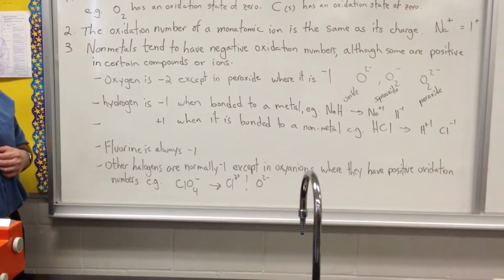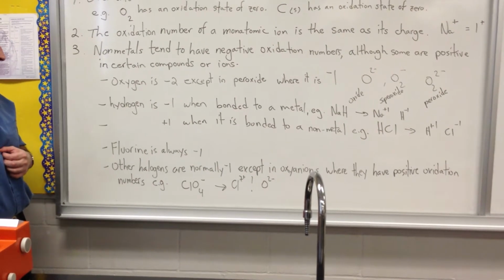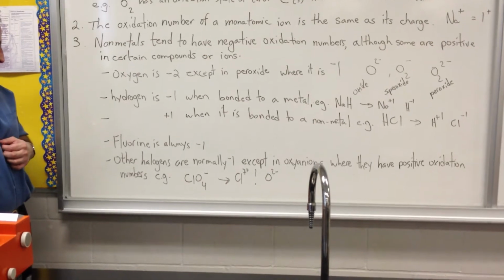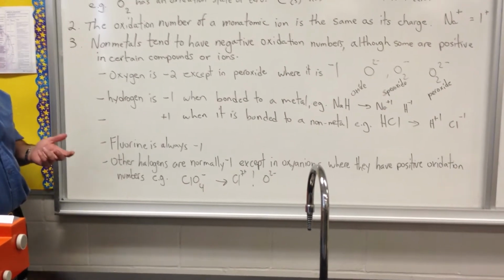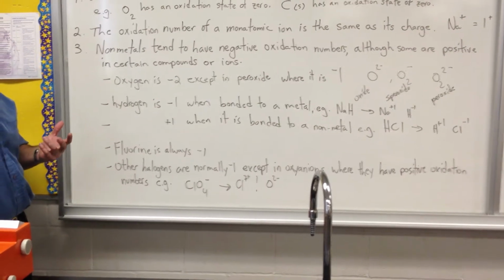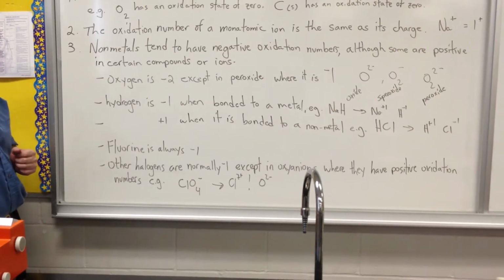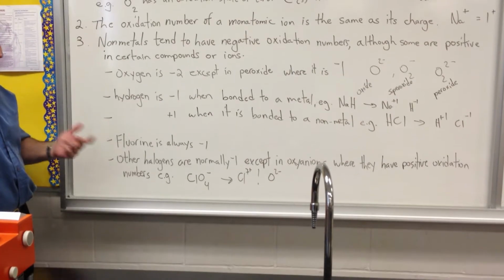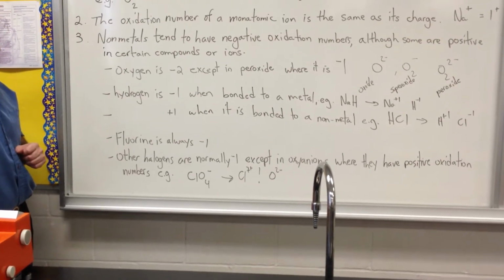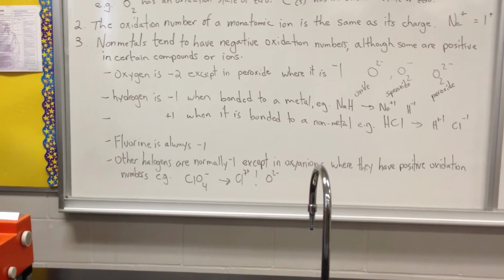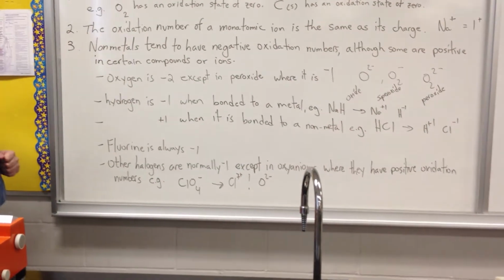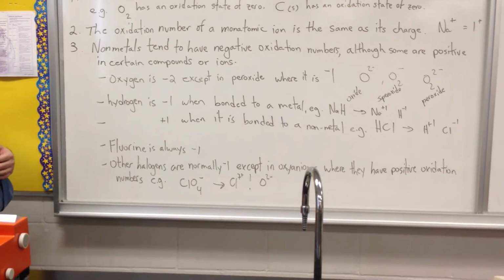With fluorine, the oxidation state is always -1. Fluorine is the most electronegative element, so it does not share electrons with anything. Or at least, it forms covalent bonds, but in the covalent bond the electrons are closer to the fluorine atom, and typically fluorine, because it is the most electronegative element, will pull the electrons away from anything else. Other halogens are normally -1, except in oxyanions, where they have positive oxidation numbers. For example, like I mentioned in perchlorate.